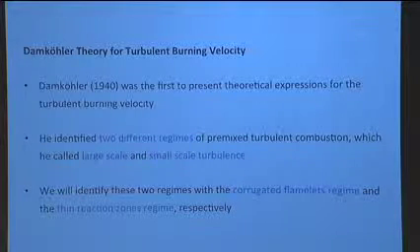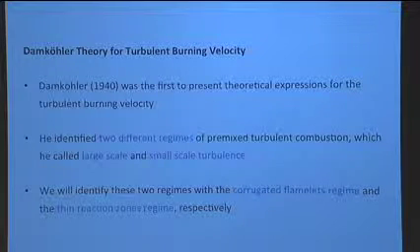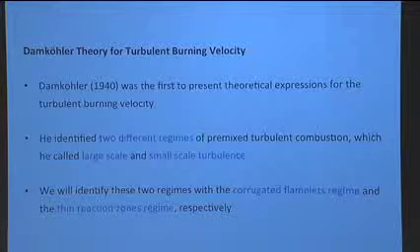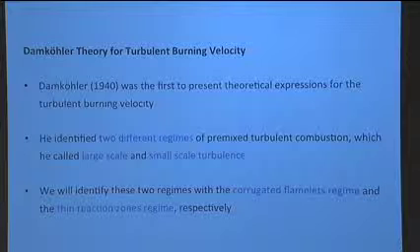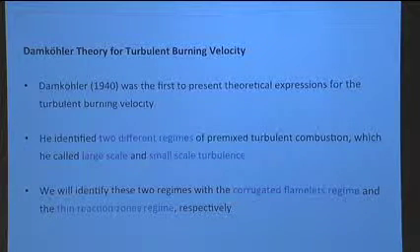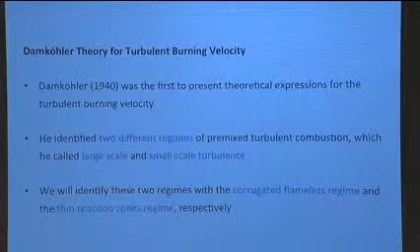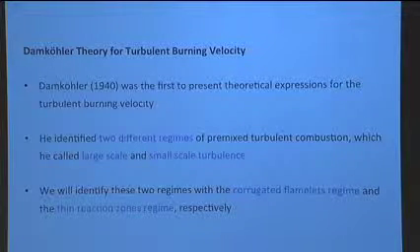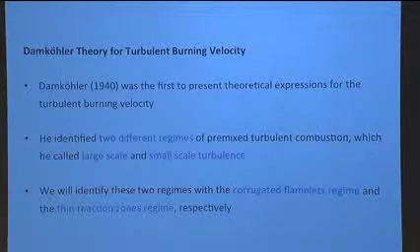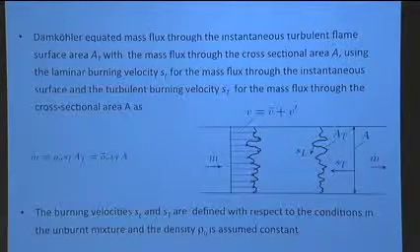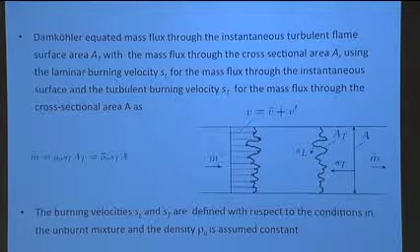So Damköhler identified two different regimes. He called one the large-scale turbulence regime, and the other the small-scale turbulence regime. And you see that this has some similarity with what we call the corrugated regime, where the turbulence scales are large compared to the flame scales, and the thin reaction zones regime, where the turbulence scales are small compared to the flame scales.